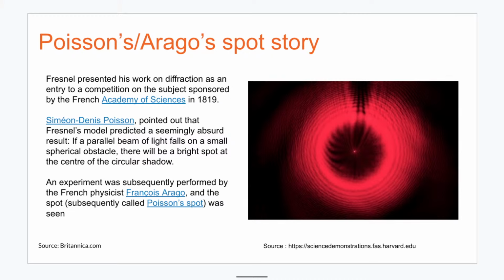So, yes, there was this famous story. A competition was organized by the French Academy of Sciences in 1819, where people were supposed to give their argument explaining what light is doing. Is it a wave, or is it moving in a straight line? Fresnel, a French scientist, said that light travels as a wave. He had seen all these phenomena before, and he said they can all be explained if light travels as a wave.